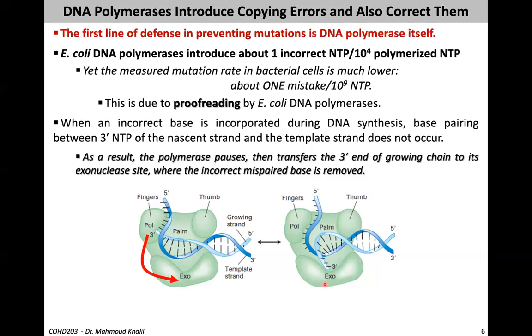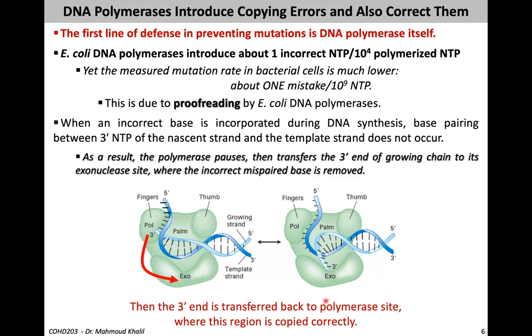So what happens in this domain? The polymerase has an exonuclease activity in which it removes the nucleotide which was wrongly inserted, and then transfers the 3' end back to the polymerization domain for completing the polymerization. So it is correcting itself if it notices any nucleotide that has been inserted into the nascent strand wrongly.